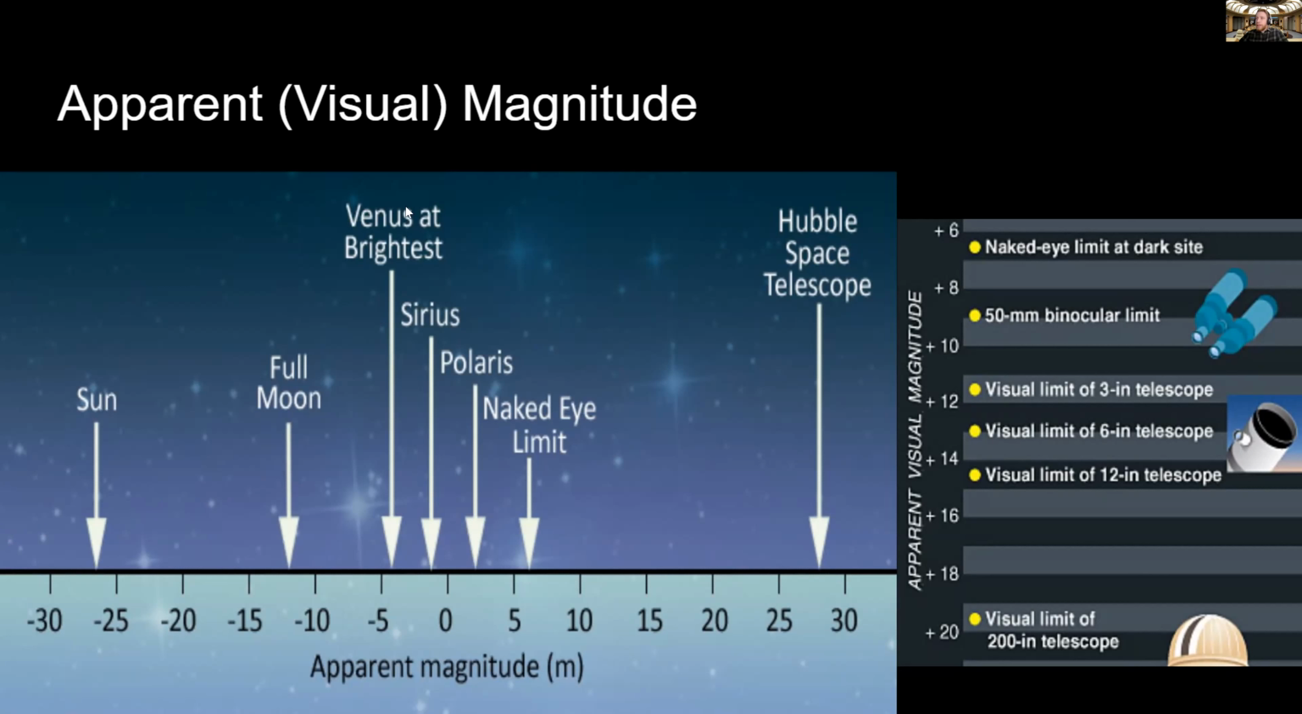I think that's right, but someone can correct me if they know the exact number. So, yes, it's more or less 2.5. A difference of 5 magnitudes is a factor of 100.